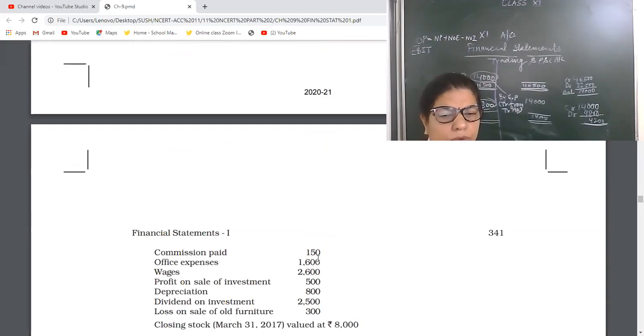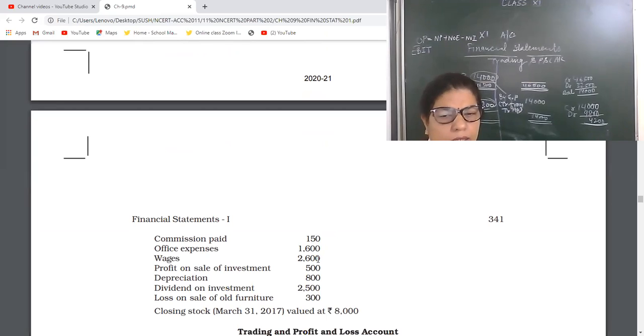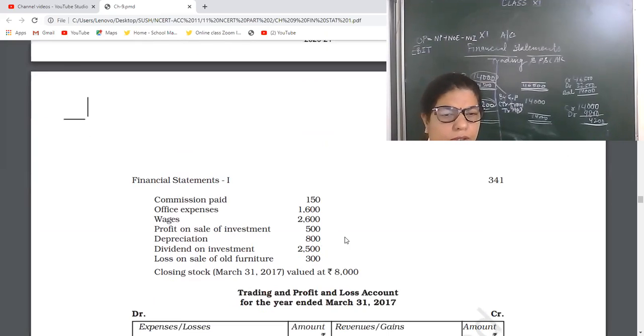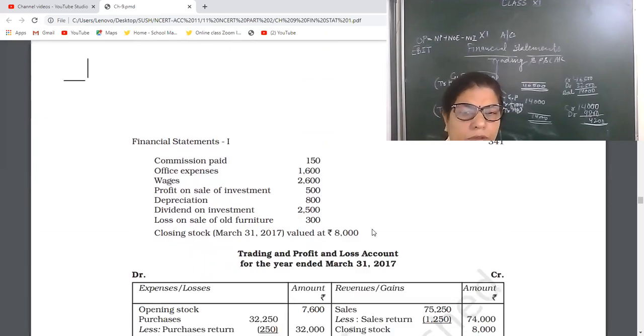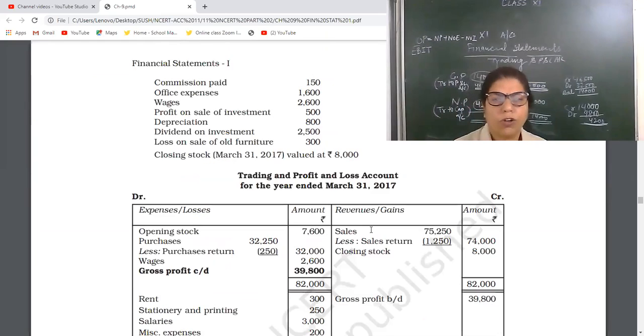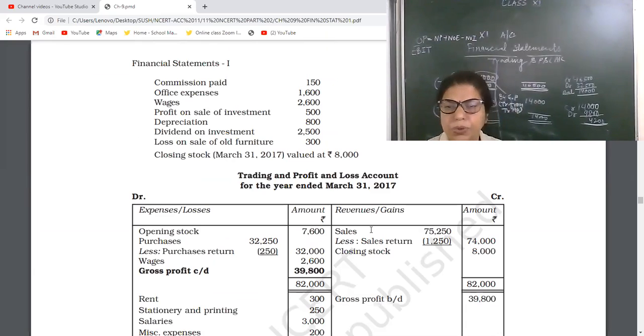Now see how to calculate. Then again continue. Commission paid 150. Office expenses 1600. Both to be shown in P&L account debit. Commission paid 150. Office expenses 1600.